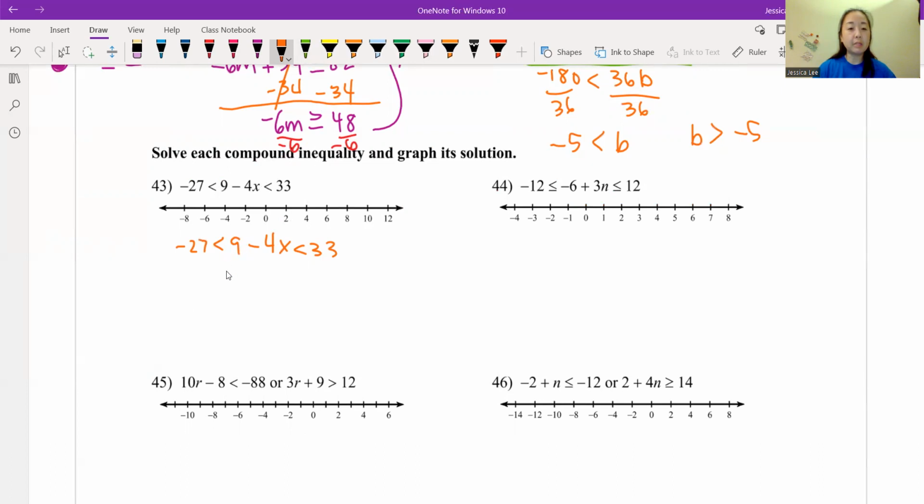And so basically we're just going to do it like how we've been doing. So normally we would get rid of the 9, so we're going to subtract 9. But we have to do that one more time for the other inequality on the other side. All right, so now the 9s are going to cancel out. We get -36 on the left is less than -4x, which is less than 24. So we have to do it 3 times.